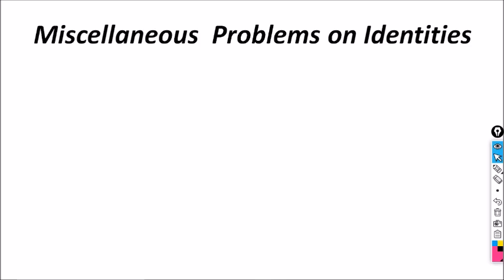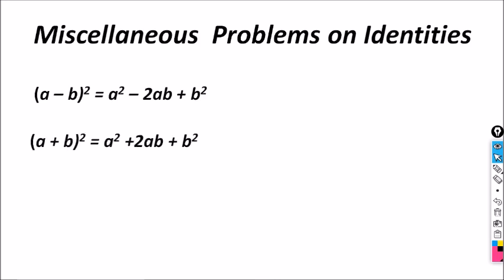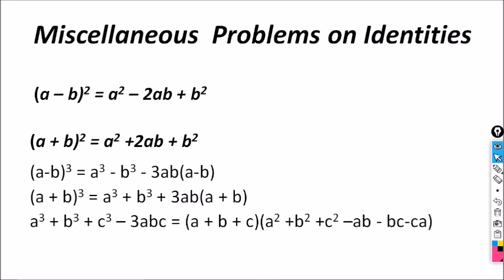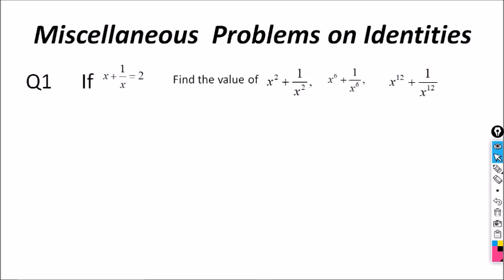In these problems we are going to use the identities (a minus b) whole square, (a plus b) whole square, (a minus b) whole cube, (a plus b) whole cube, or maybe a cube plus b cube plus c cube minus 3abc. So these are the combined problems related to these identities. Let us start with the problem.